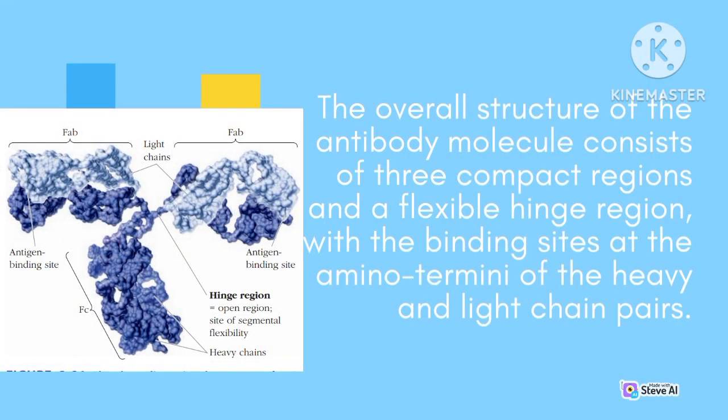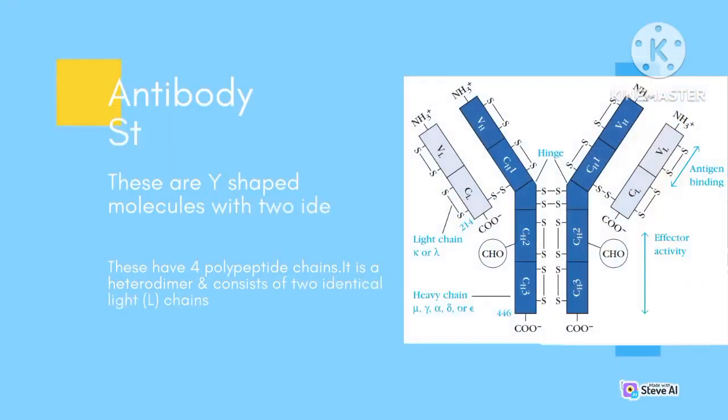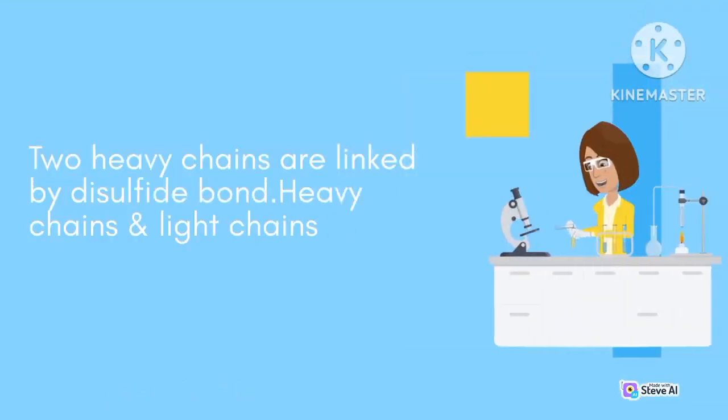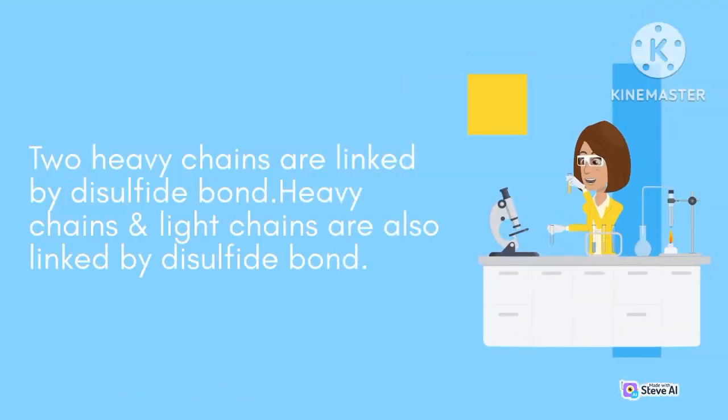The overall structure of the antibody molecule consists of 3 compact regions and a flexible hinge region, with the binding sites at the amino termini of the heavy and light chain pairs. Antibody structure. These are Y-shaped molecules with 2 identical antigen binding sites. They have 4 polypeptide chains, a heterodimer, consisting of 2 identical light, L, chains, about 220 A, 25 kDa, and 2 identical heavy, H, chains, about 400 A, 50 kDa. The 2 heavy chains are linked by disulfide bonds. Heavy chains and light chains are also linked by disulfide bonds.